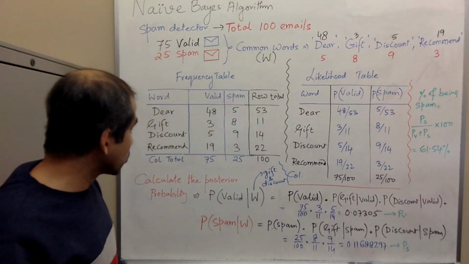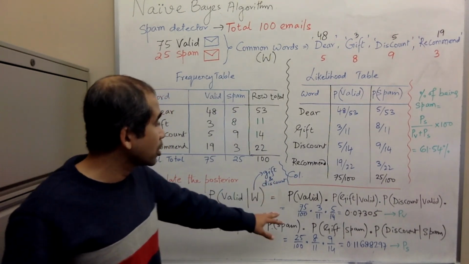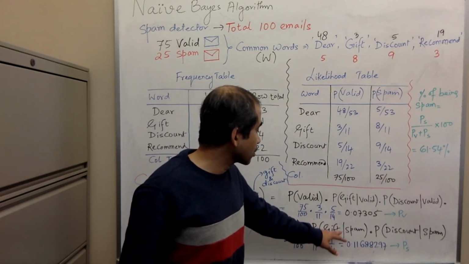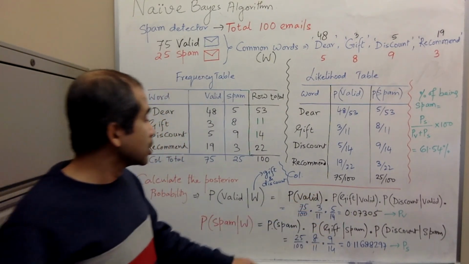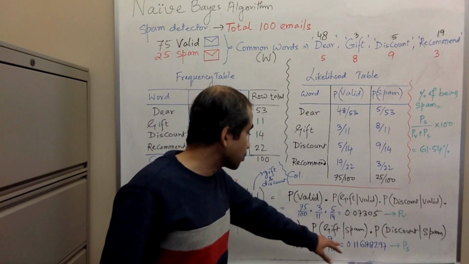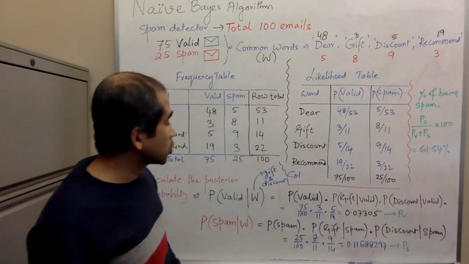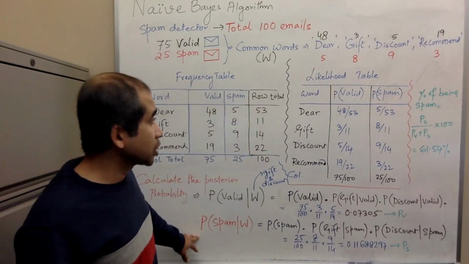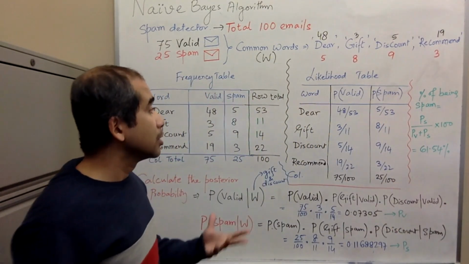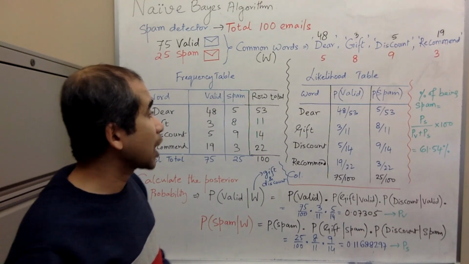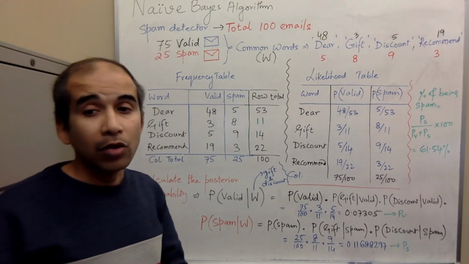0.07305, and also the probability of this email being spam given these 2 words, gift and discount, is also given. We know the probability of gift given it's spam, and the appearance of the word discount given it's spam, times the probability of it being spam. So we multiply it, find 0.11, which is definitely a bigger number than this one. So we know that this will be a spam. But now what is the percentage of being spam? So we calculated probability of being spam divided by probability of being valid plus probability of being spam times 100, and we get a 61.54% chance that this email will be a spam email.